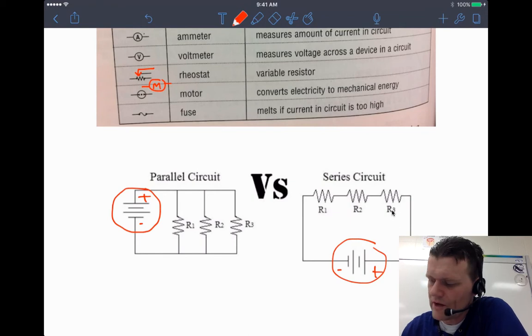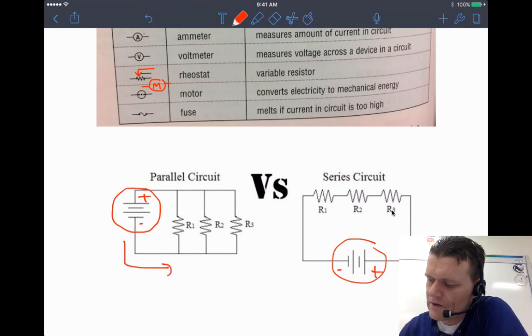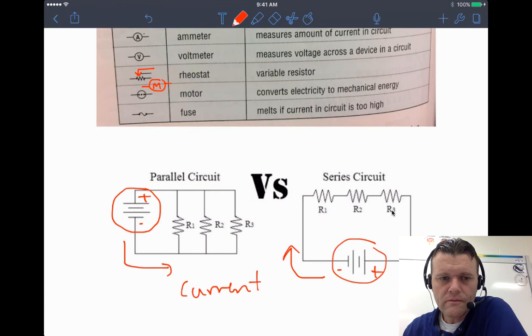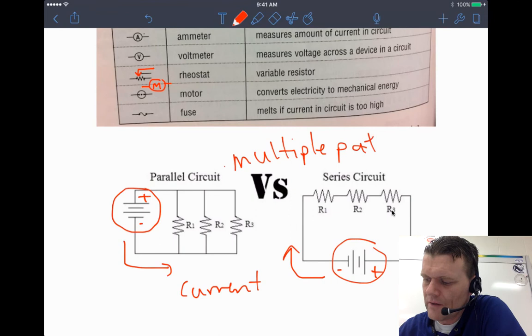I know they're cells, right? Or sorry, they're batteries. So what that means then is the current will always flow away from the negative terminal and then make its way back to the positive. On the series circuit, it would go this way, and I guess we could label that, that's current. A parallel circuit has multiple pathways, and I guess I could write that. That'll make sense in the other drawings we'll look at in a minute.